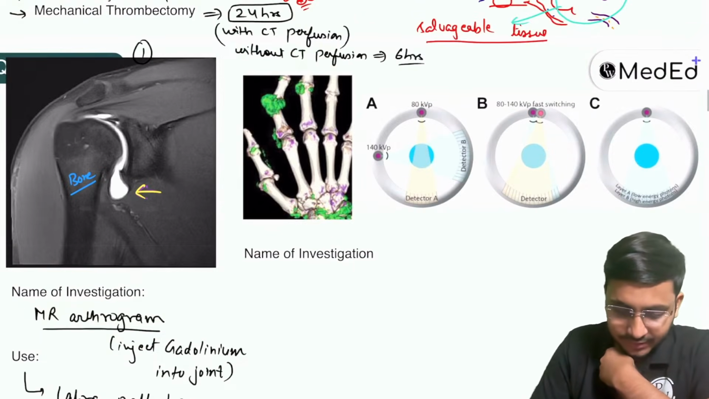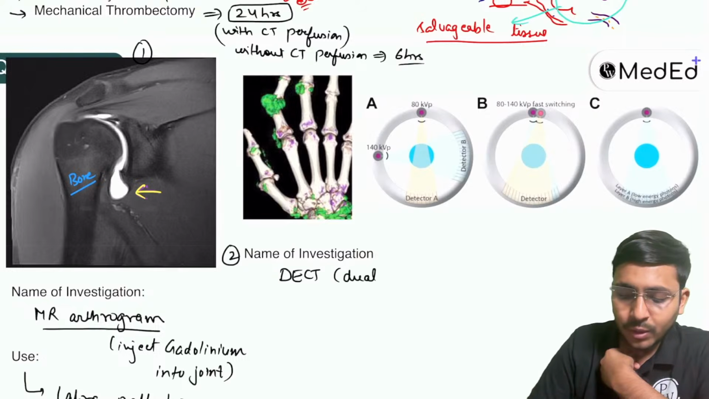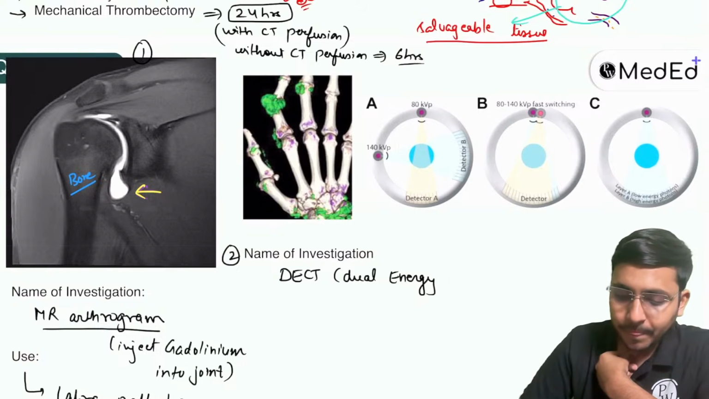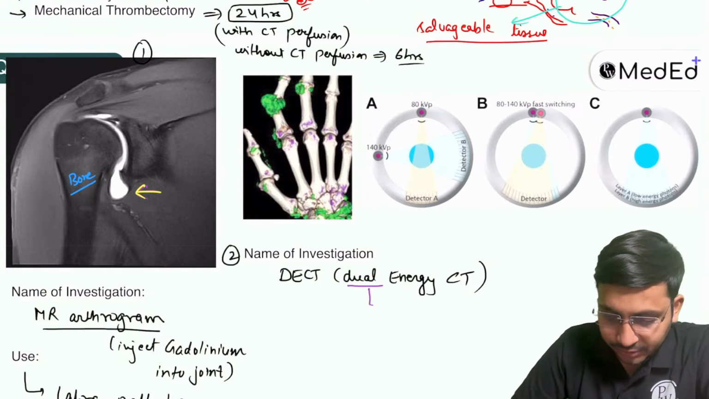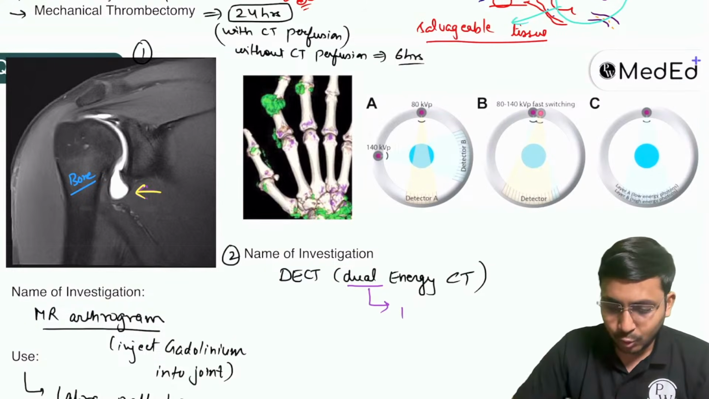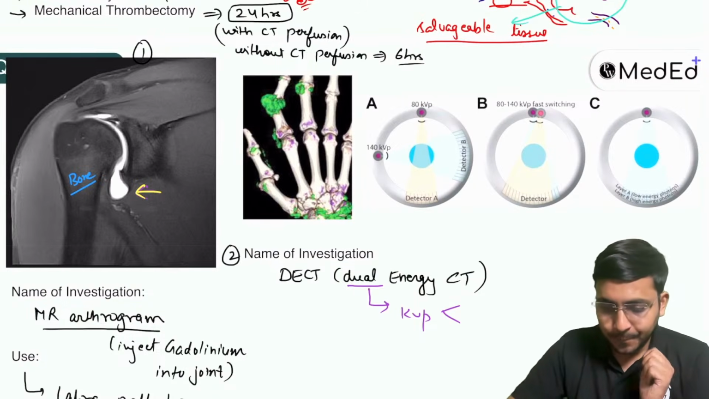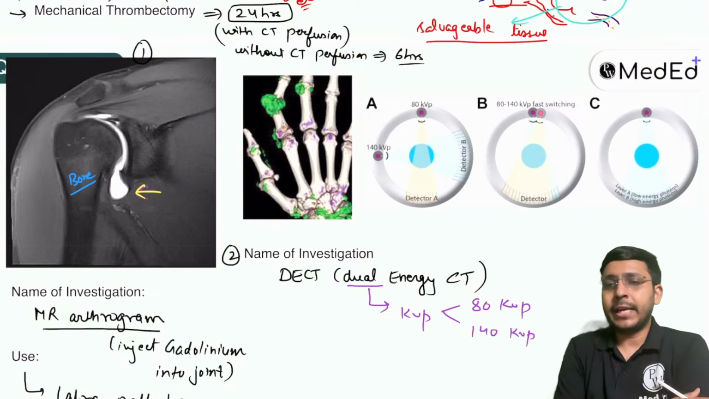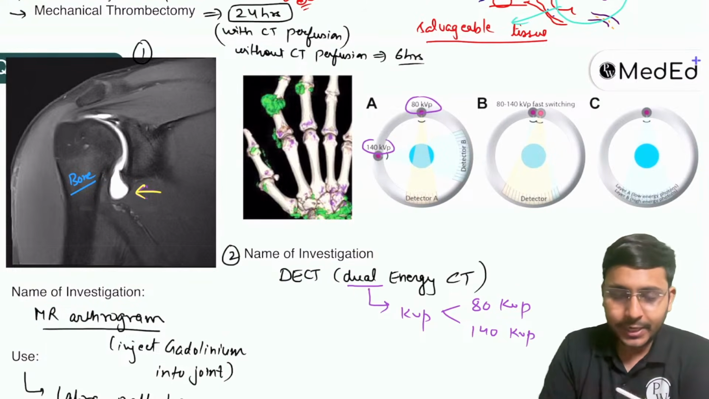Now tell me, what is this investigation? All of you know this. This is DECT, or dual energy CT. What is meant by dual energy? At which two energies do we do the CT scan? Which are the two kVps that we use in this dual energy CT? 80 and 140. We use 80 and 140 kVp for this. It is written here also, 80 and 140 kVp.